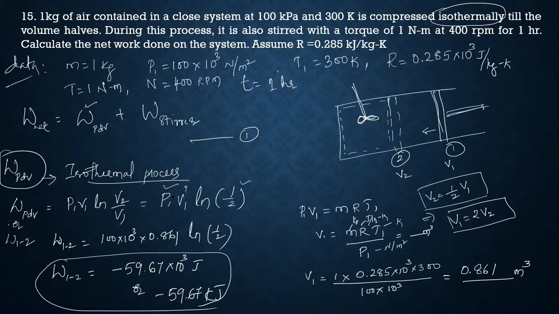At the same time, you can make it simpler. This expression can also be written: P1 V1 can also be written as m R T1. Therefore, it can be written as m R T1 ln V2 by V1. This m is known, R is known, T1 is known. Therefore, directly you can substitute here, or else you can calculate V1 and get the W1-2. The R is given particularly. If R is not given, if they mention gas or air, then you should remember R is equal to 0.287. Here particularly they have given 0.285. Therefore you should take this 0.285.